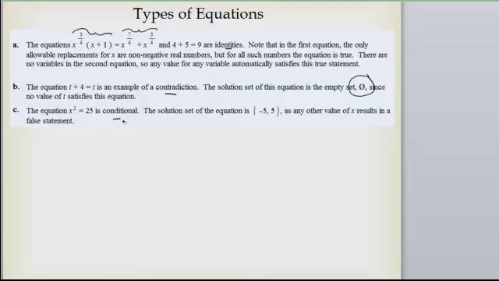Okay, for C, a conditional equation means there are a set number of solutions. For example, this equation. What could you put in here for x to make this equation true? Well, you could only put a 5 or a negative 5 in here to make this true. That's why your solution set looks like this.